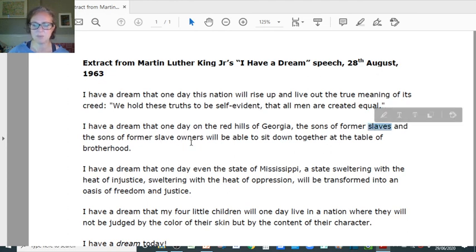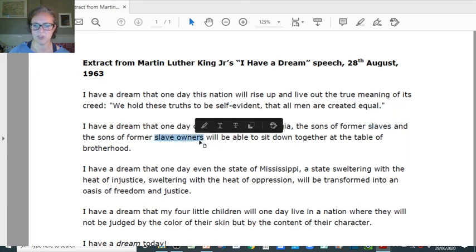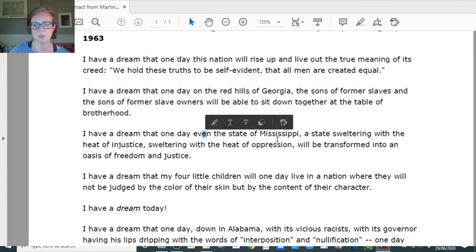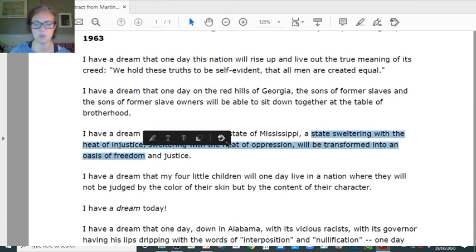In terms of emotive language, I think there's quite a lot of emotional language here. Even the use of the word slaves and slave owners is quite emotional, don't you think? And then when he talks about the state of Mississippi, one which had slavery for a very, very long time, and people in Mississippi weren't very keen to give up slavery, and he uses these lovely adjectives, these beautiful metaphors. The state is sweltering with the heat of injustice and sweltering with the heat of oppression, being transformed into an oasis of freedom and justice.